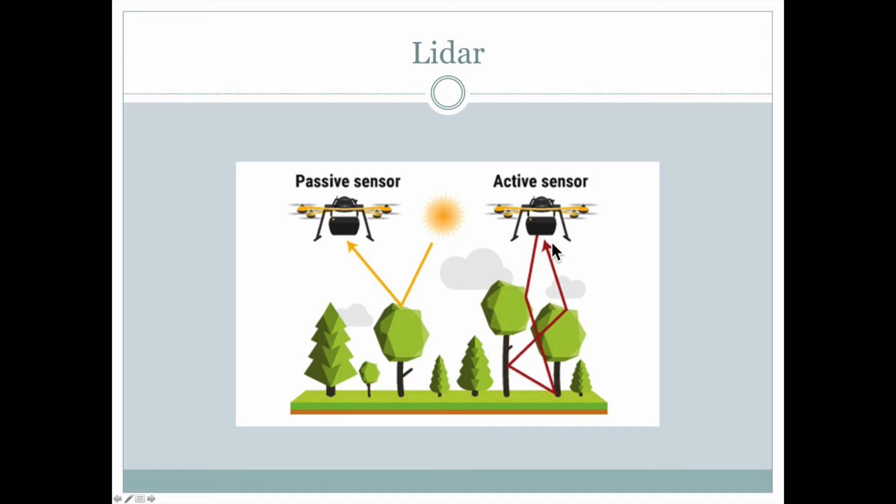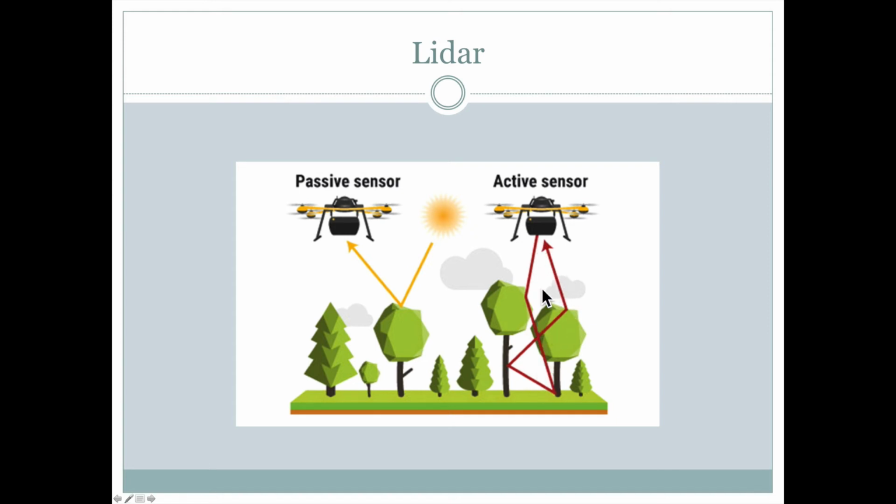However, with LiDAR, and LiDAR stands for light detection and ranging, what happens is the energy source is actually in the platform here, in the UAS. The light is shot down to the ground and it bounces off various things and then it returns to the platform itself. So we're no longer depending on the sunlight in order to do this. We're actually supplying the light that's bouncing off the ground.